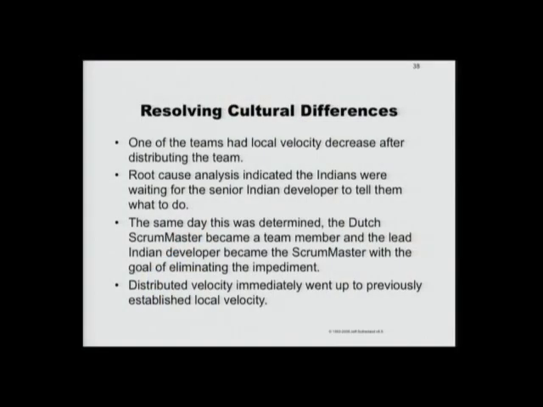Now, just to show you how they resolve cultural differences, there are cultural differences. One of the teams had a local velocity decrease after distribution. The Indians went back to India and the velocity went down. So they immediately did an analysis of why, and they found that the guys on the Indian side were waiting for the Indian technical leader to tell them what to do, which is counter Scrum. It cuts velocity. So the same day they realized that, they said, okay, the Scrum Master is now the technical lead in India. The top of the impediment list is velocity. Fixed it. In less than a week, boom, it's back to where it was locally.